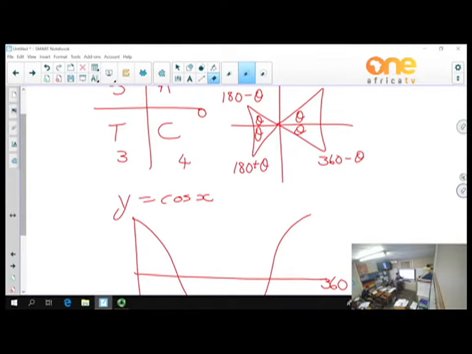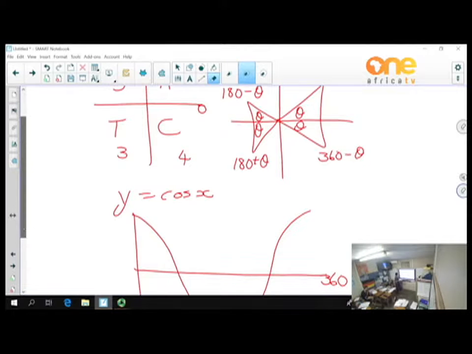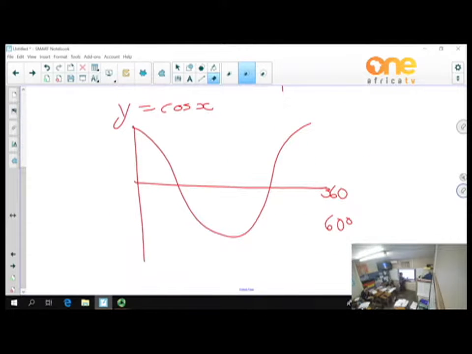The question is, according to CAST, where is cosine also positive? In quadrant 4. And how do I get that angle? 360 minus theta. So the second answer is 300. These are the two solutions for the first part. Then the next one says, find the range of values for x between 0 and a half.